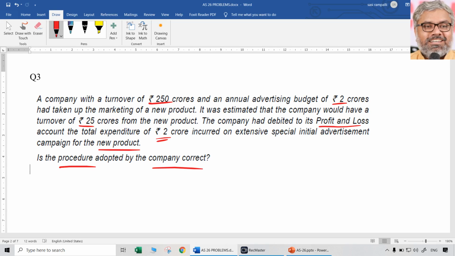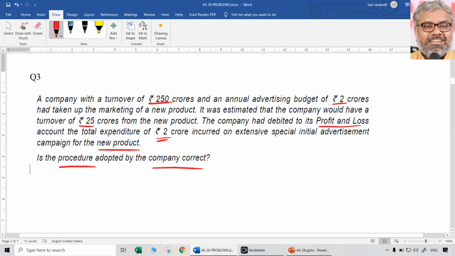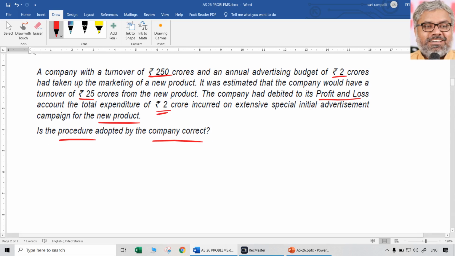A lot of times, some students have this tendency of always saying that whatever they do is wrong. Don't be in that mindset. That is not a correct thought process. First of all, whether they are correct or not has to depend upon the standard, not on an attitude of "I will prove that they are wrong." That attitude should not be there. In this case, what the company has done is absolutely correct.